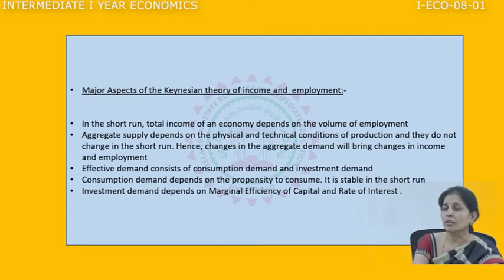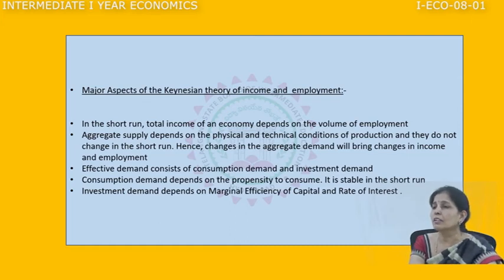The second point talks about aggregate supply, which depends upon the physical and technical conditions of production, and they do not change in the short run. In the short run, the aggregate supply cannot be changed. The aggregate supply depends upon the physical output of goods and services, and this depends upon the technical conditions or development of technology. Whenever the technology develops, the physical quantity of goods and services also increases. And this is not possible in the short run, it only happens in the long run. And changes in aggregate demand will bring changes in income and employment.